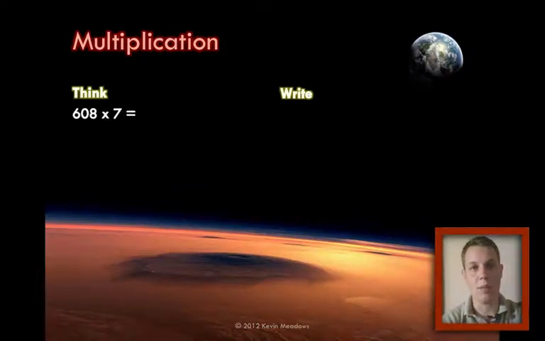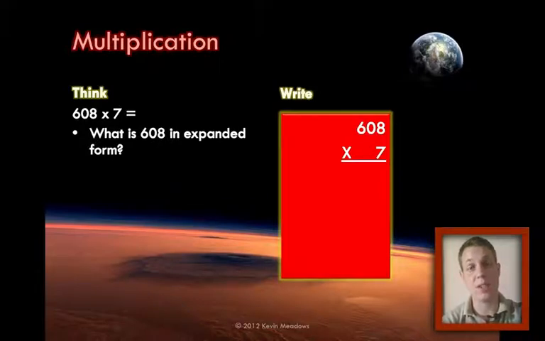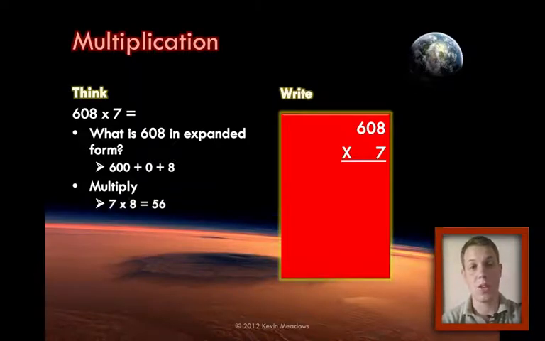Okay, so our problem is 608 times 7. Remember, we're going to write it vertically, so 608 times 7 with the 7 all the way to the right because we want it underneath the 8. So all our place values are lined up. Then we have to think, what is 608 in expanded form? Well, it's 600 plus 0 plus 8. Okay? Then we need to start multiplying the 7 times those three numbers. So first, 7 times 8 is 56. So put the 56 there. Remember, put it all the way to the right so our place values are still lined up correctly.